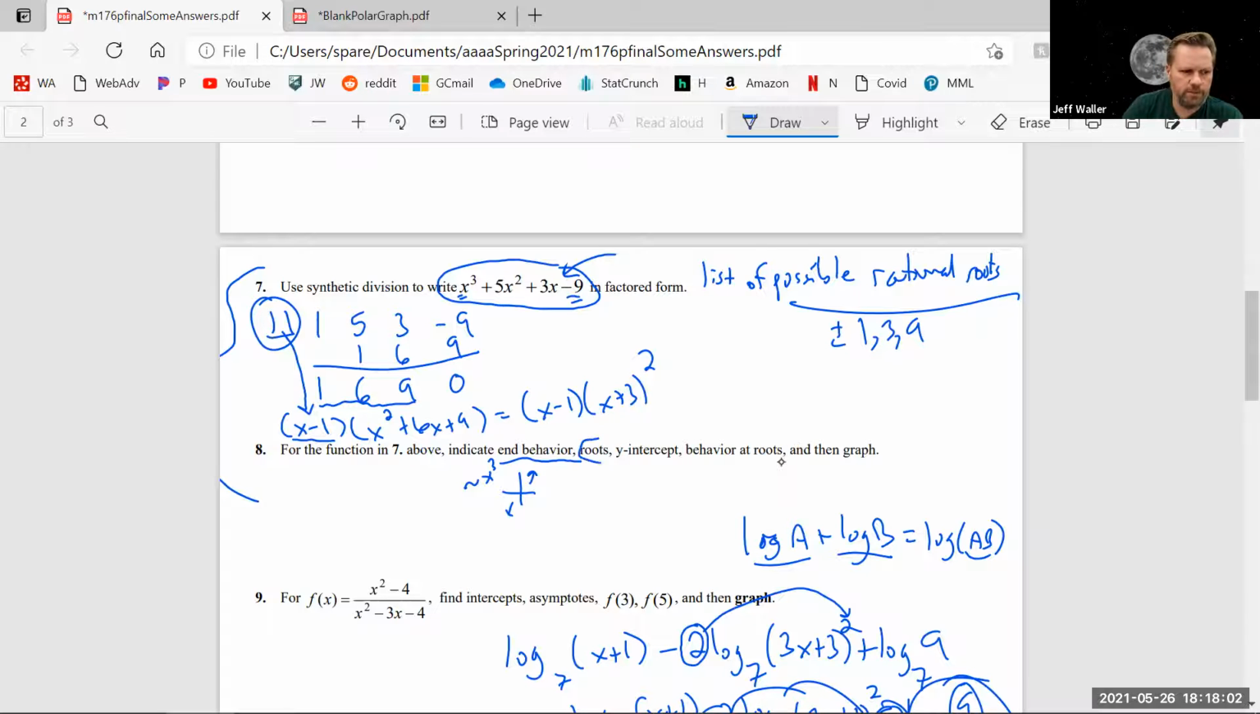What are the roots? It's easy to tell that we said we did this.